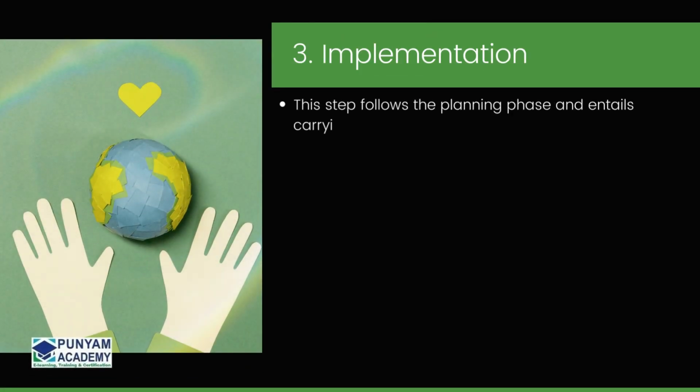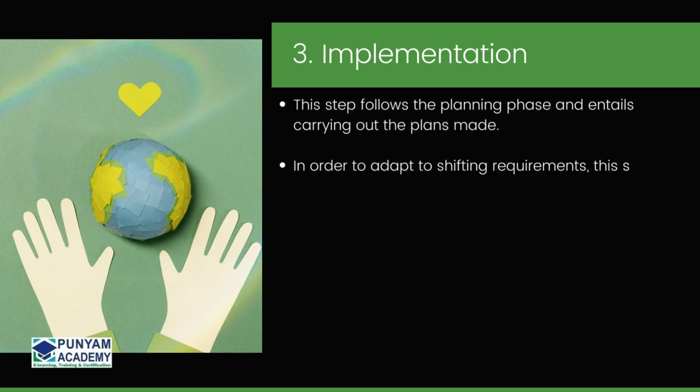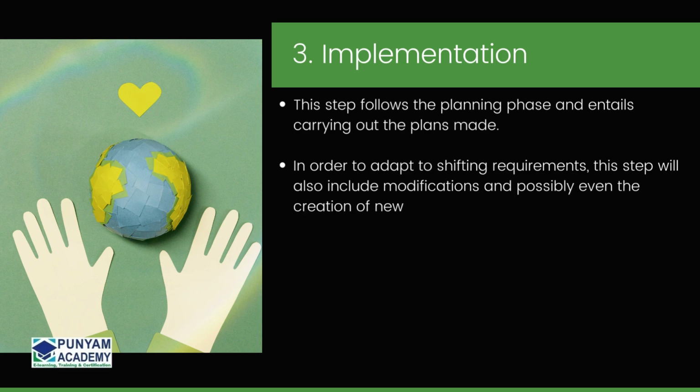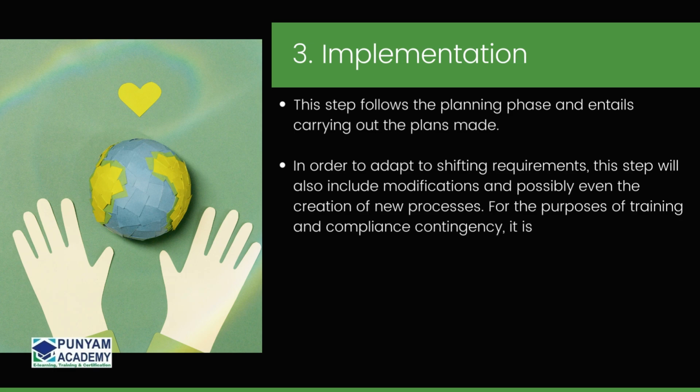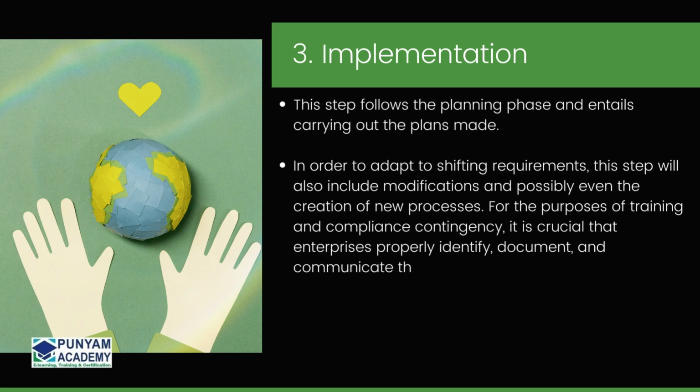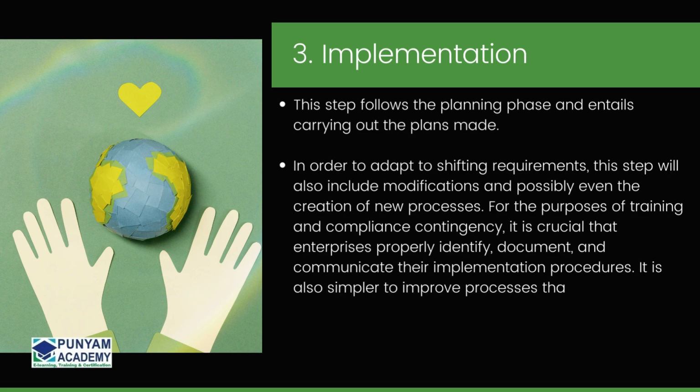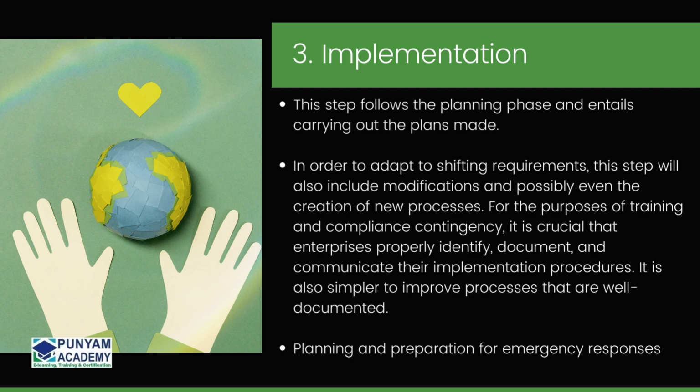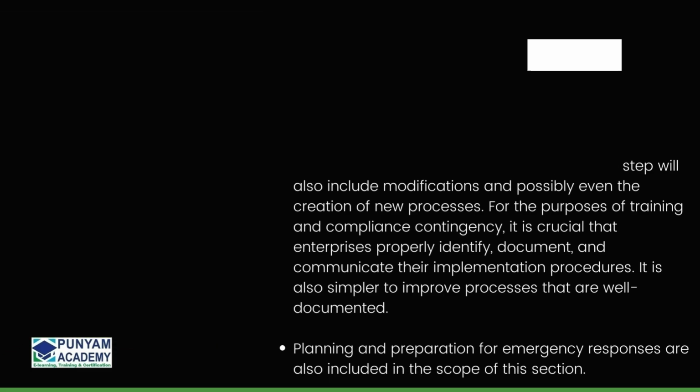3. Implementation. This step follows the planning phase and entails carrying out the plans made. In order to adapt to shifting requirements, this step will also include modifications and possibly even the creation of new processes. For the purposes of training and compliance contingency, it is crucial that enterprises properly identify, document, and communicate their implementation procedures. It is also simpler to improve processes that are well documented. Planning and preparation for emergency responses are also included in the scope of this section.